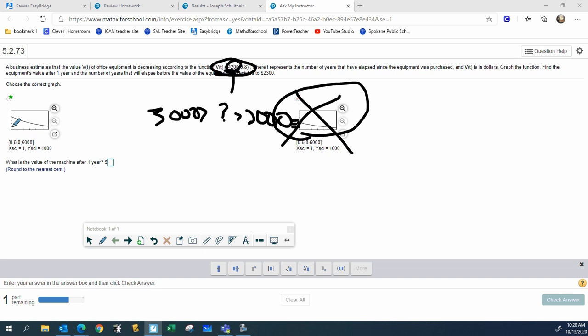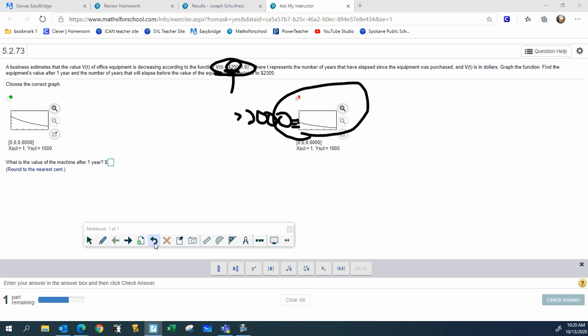And then if you look over here at this graph, 1,000, 2,000, 3,000, 4,000, 5,000. So it looks like it's just a little bit above 4,000, which tells us, based on that y-intercept, that graph would be correct. And then what is the value of the machine after 1 year?